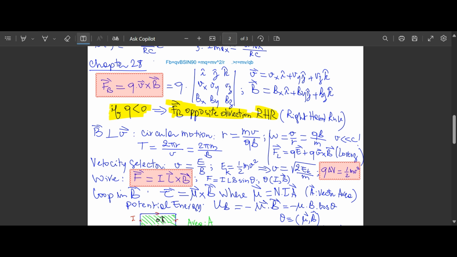Well, this automatically means you can divide the T, because we know what T is. T is just 2 pi r over v. I can also calculate it to be 2 pi m over qB. I can get an omega if you want. What is omega? Omega is just v over r. I can get a formula for it: omega is qB over m.